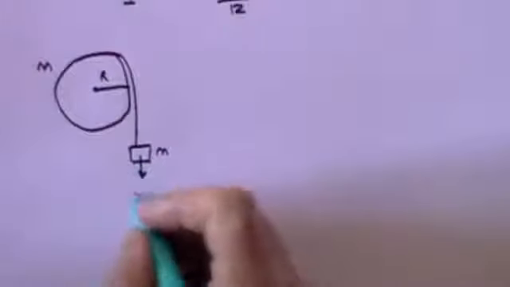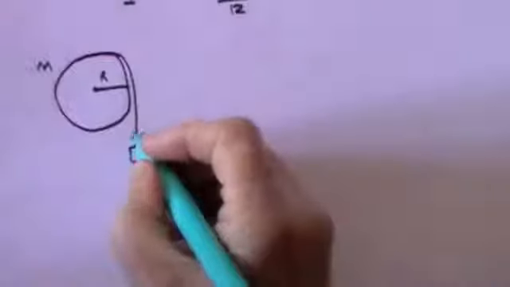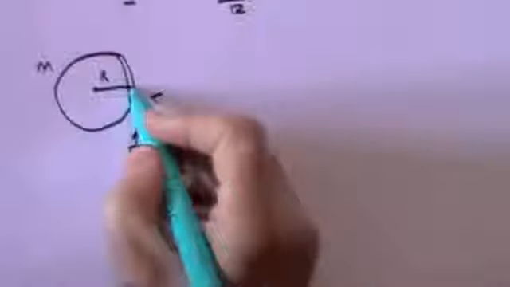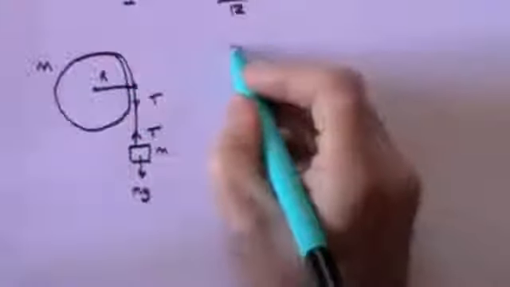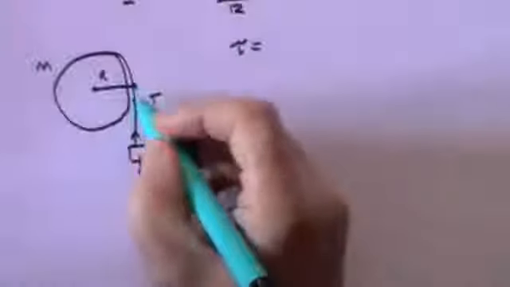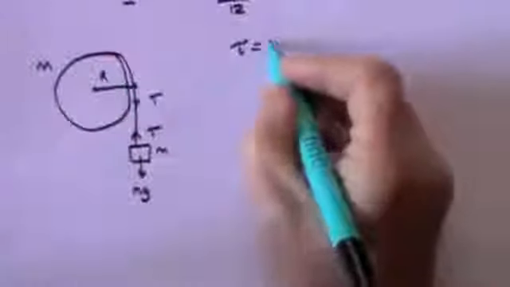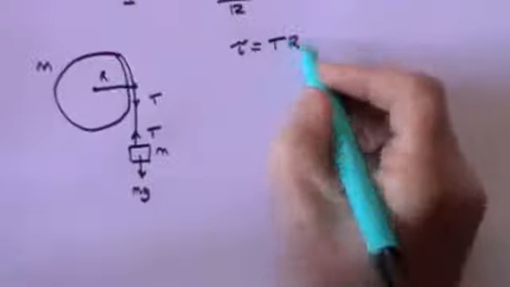So let's just have a look first at the forces that are applying here. There will be a force, the gravitational force of mg acting down. There'll be a tension in the rope, and the tension in the rope acts both ways, otherwise the rope's clearly going to break. The torque on the system is going to be the force times the distance, which is the tension in the rope times the radius.